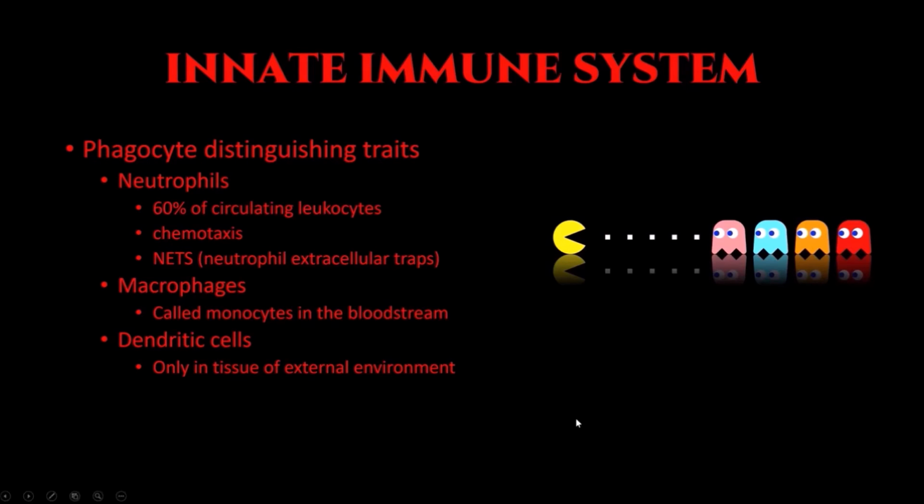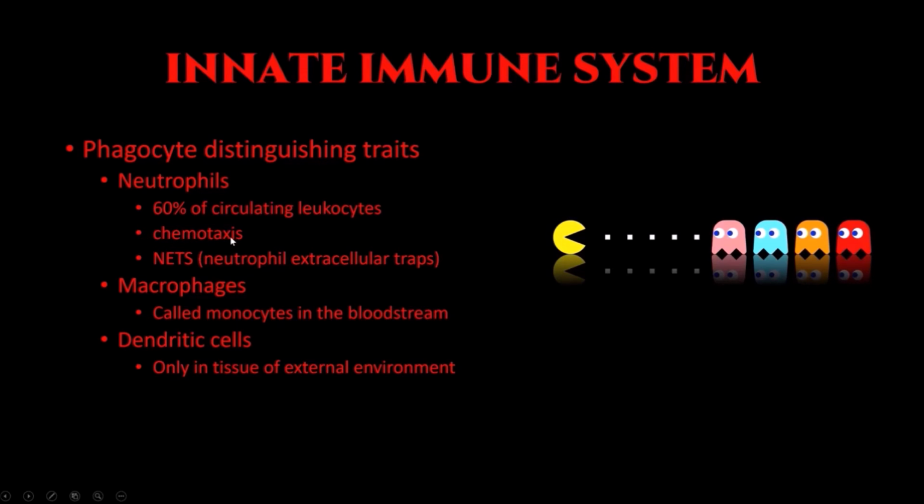Moving further, the different phagocytes are neutrophils, macrophages, and dendritic cells. Now, neutrophils can be differentiated from the other phagocytes because this is the most common leukocyte that will be circulating, the one that a lot of lab values when you go to the hospital will focus on. They're also the only leukocyte that is both a phagocyte and a granulocyte.